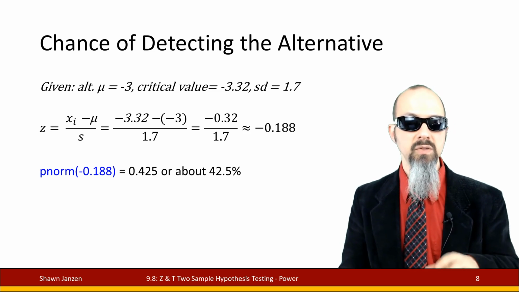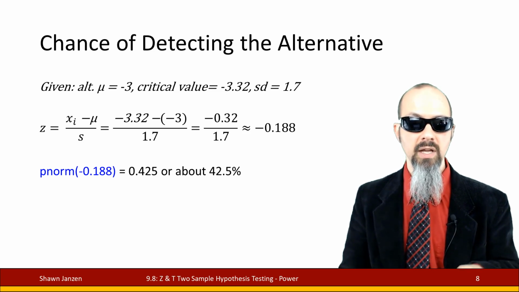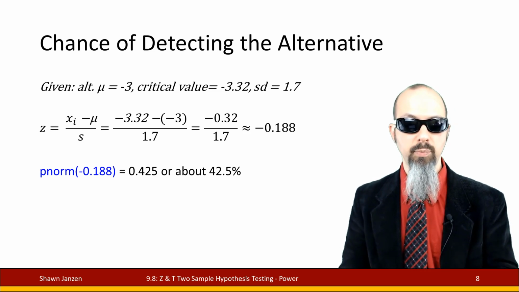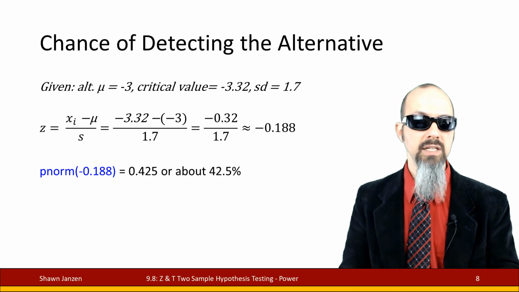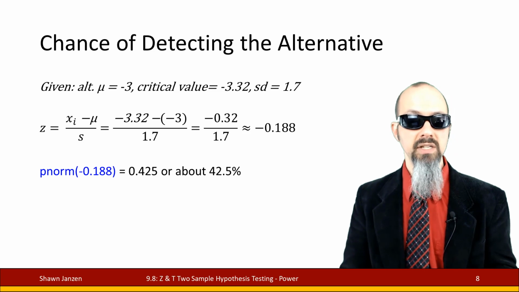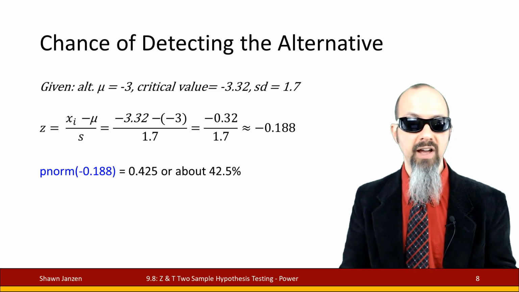If we take those values and we plug them into a z formula here, it's going to give us a z-score of negative 0.188, and if I take that z-score of negative 0.188, plug that into a p-norm function, it's going to give me the probability of getting that particular z-score. And that probability is going to be 0.425, or about 42.5%.